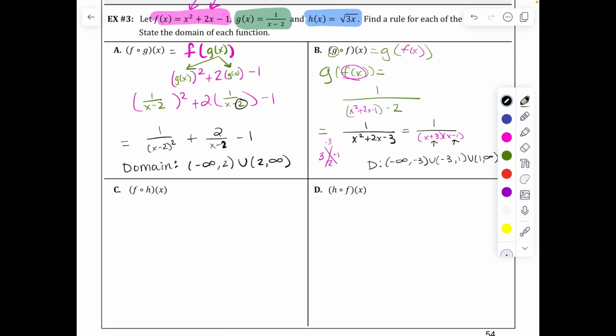All right, so let's look at f of h of x. So f of h of x.